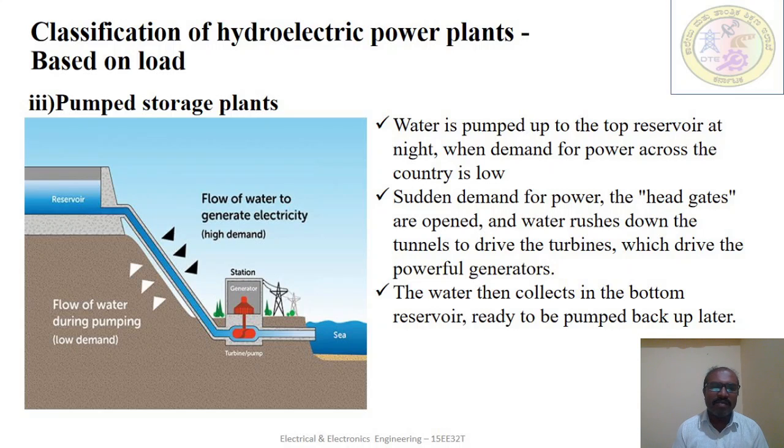You can see in the diagram the arrow mark on the penstock. When there is a high demand, the gates are opened and the water rushes to the turbines, and power starts generating. When there is a low demand, they prefer night, because across the country the power requirement during the night time, say from 11 p.m. to 5 a.m. or 6 a.m., is very low.